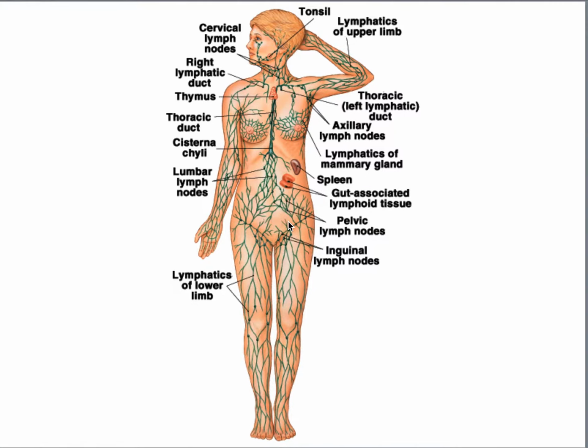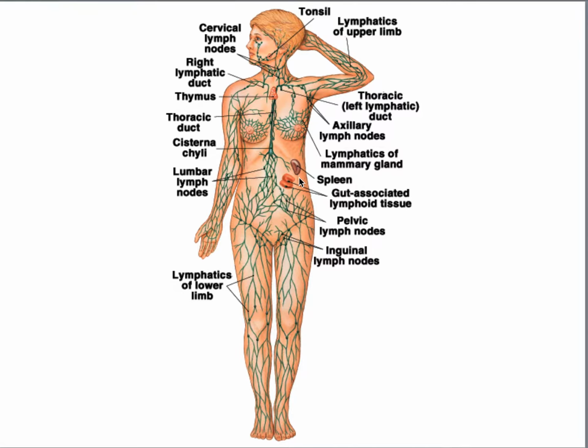Welcome back to lymphatics. Let's take a look at what we have. So lymphatics, we said, were associated with the removal of extra fluid from tissue spaces and returning it back to blood vessels. Another thing that it does is helps out with defending the body.